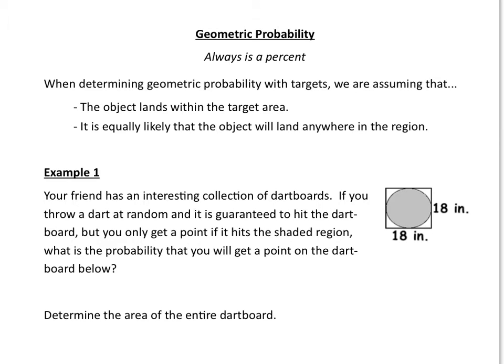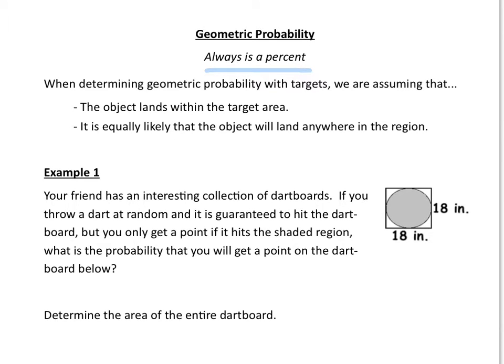Right, now we're going to look at geometric probability. A lot of this part of the unit is going to rely on prior knowledge of formulas for area of two-dimensional figures, so you may have to dust off some of the cobwebs for some of these figures. Please note that geometric probability is always going to be a percent. So we can put it into the form of the ratio comparing the part to the total, but we then have to go that extra step and convert it to a percent.